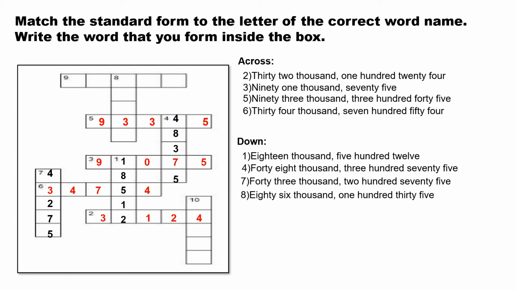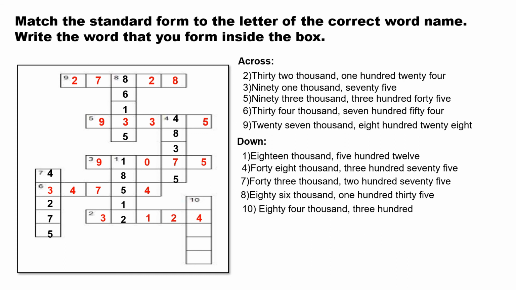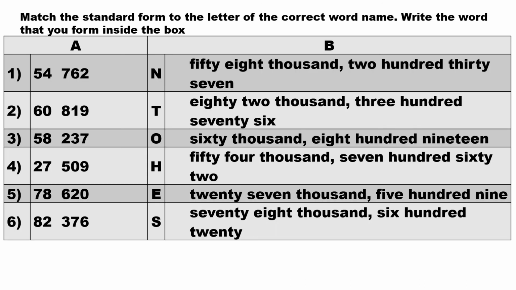Nandito sa itaas. 86,135. Okay? The number 9, across, pahalang. 27,828. Okay, and last number 10, pababa or down, 84,300. Alright. Okay? Sana tama din ang sagot ninyo ngayon habang ginagawa nyo yung puzzle. Alright, children. Let us try to answer now another exercises.